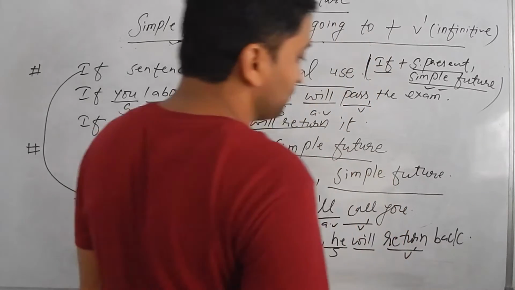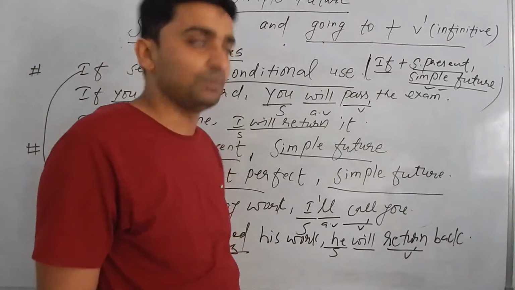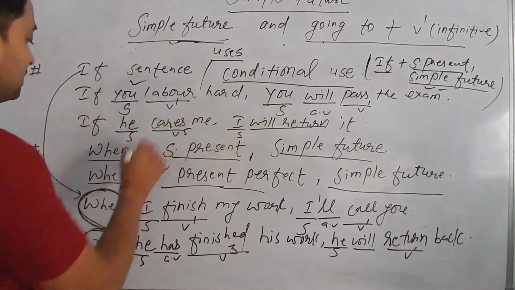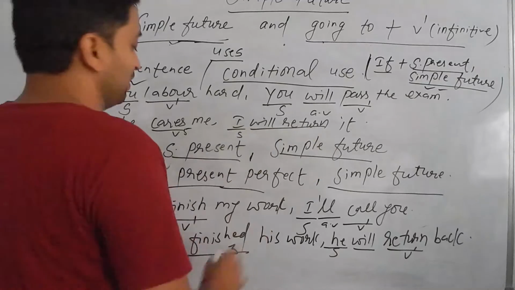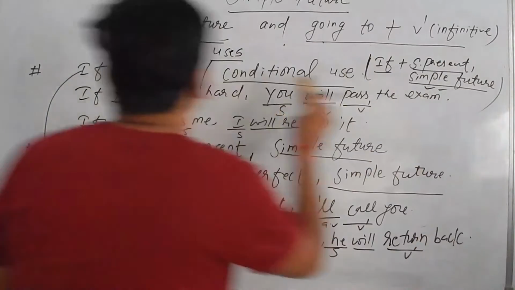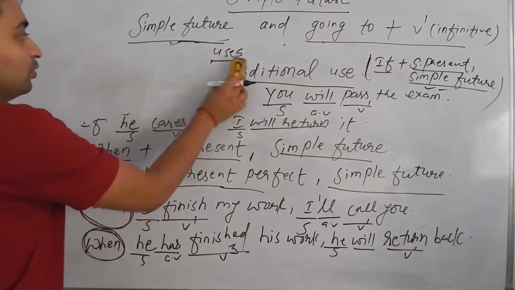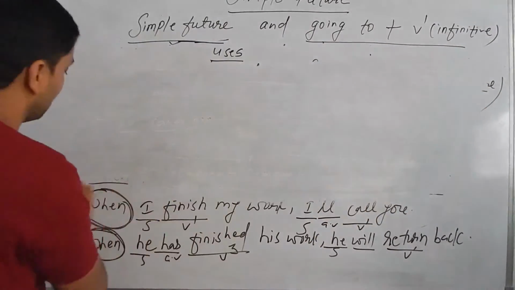And in simple future, so these are the conditional uses of simple future tense in if sentences, and similarly in both kinds of structure, like when plus simple present, simple future, when plus present perfect, simple future. Now we are going to see the other uses of simple future tense. What are the other uses of simple future tense?